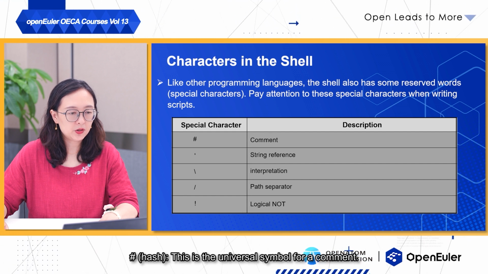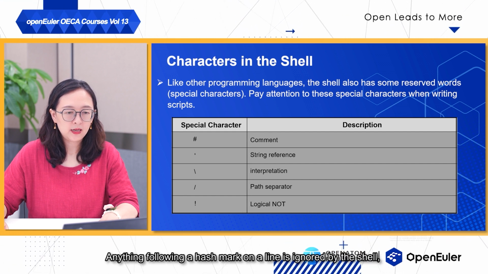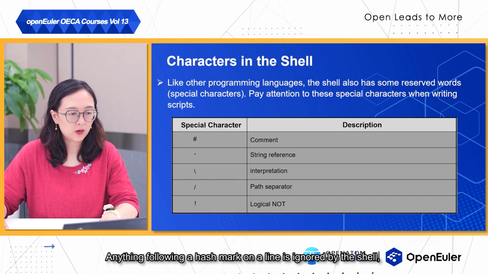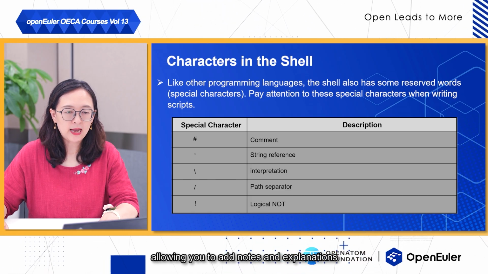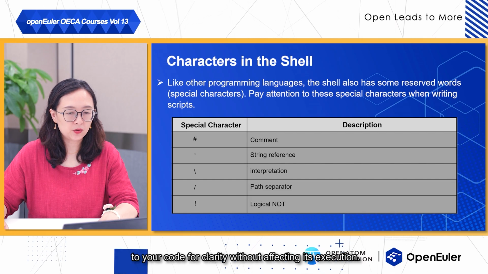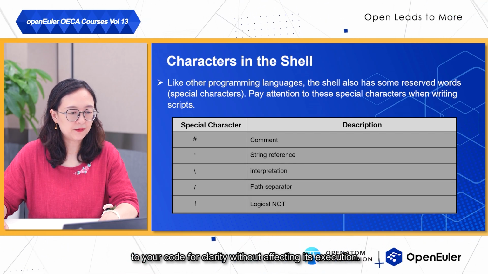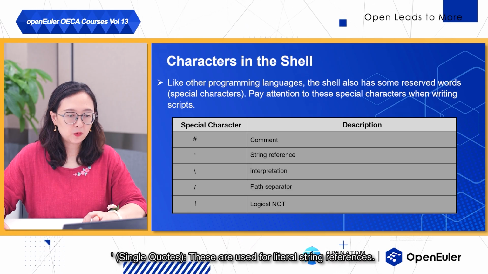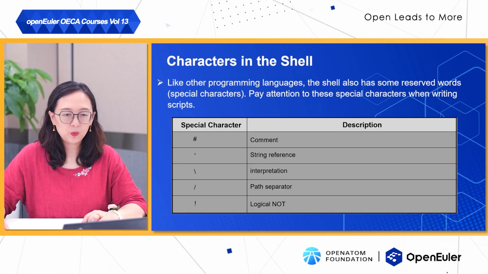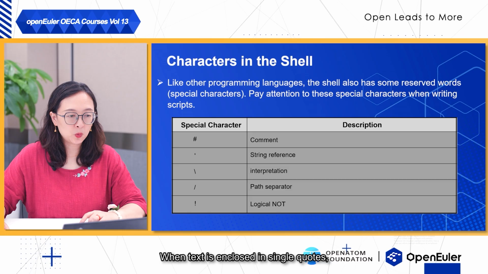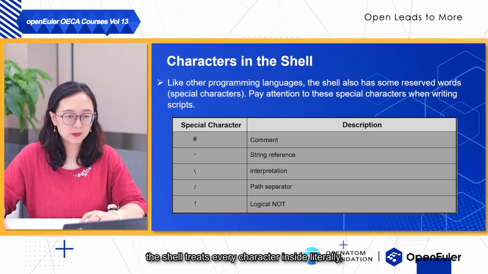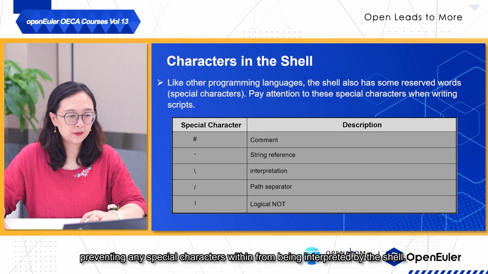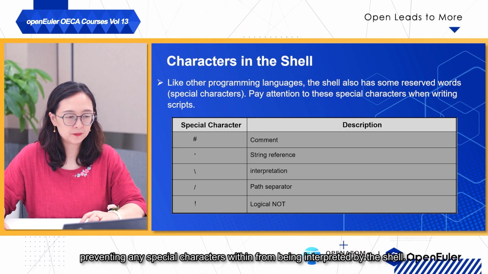Hash. This is the universal symbol for a comment. Anything following a hash mark on the line is ignored by the shell, allowing you to add notes and explanations to your code for clarity without affecting its execution. Single quotes. These are used for literal string references. When text is enclosed in single quotes, the shell treats every character inside literally, preventing any special characters within from being interpreted by the shell.